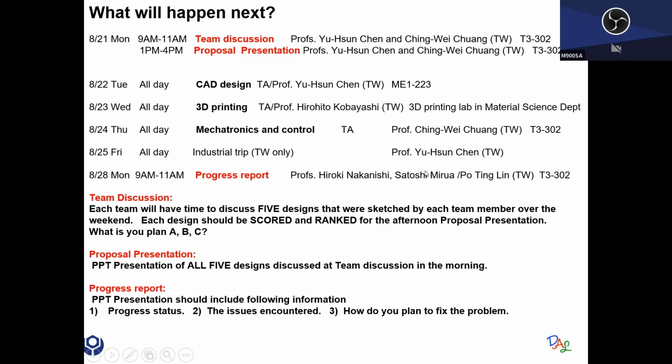So in the team discussion, each team will have time to discuss. When I prepared this PowerPoint, I simply assumed each team will have 5 persons, each person designing one design. Then each team should have 5 designs by Monday, right? Design sketches, okay? Then you should talk about the advantages and disadvantages, and you should score it. Design A is 100, B is so on and so forth. Then you should rank them, all right?